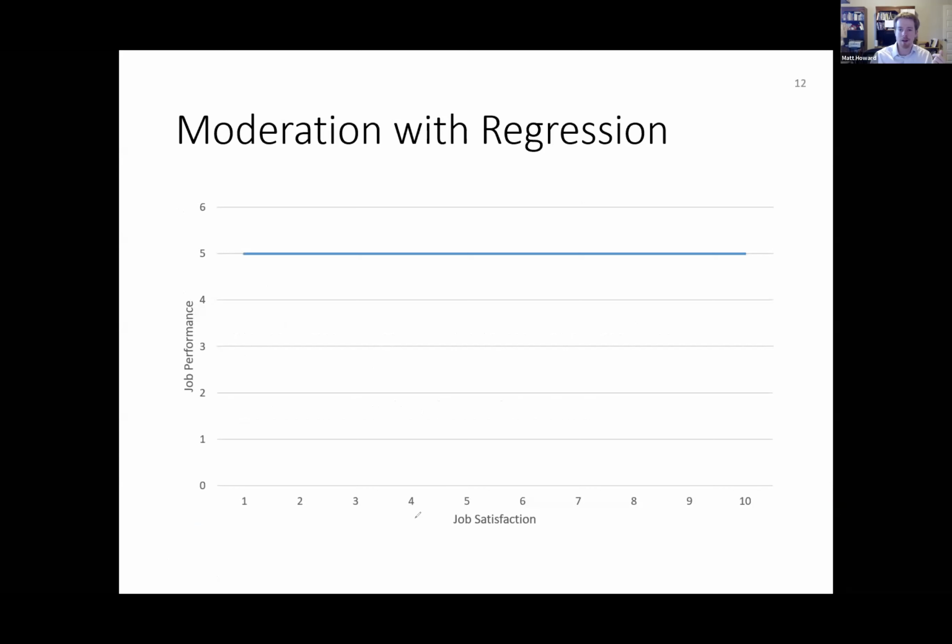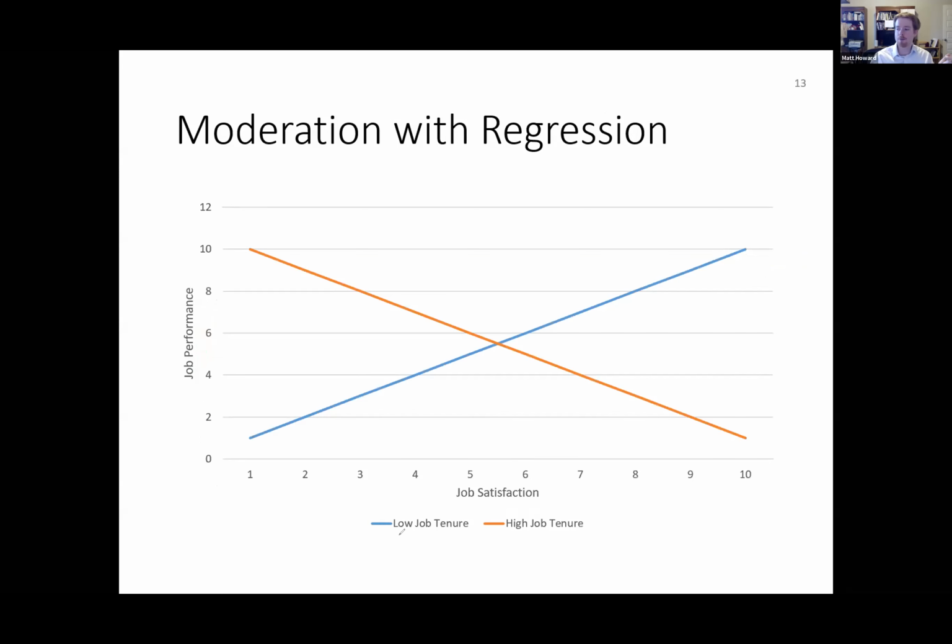In this example, we have the relationship between job satisfaction and job performance, a relationship we've talked about many times before, and it could appear on the surface that there's no relationship between those two. Then we have a flat regression line, that it doesn't matter what your job satisfaction is, your job performance is going to be the same no matter what. So it could appear that there's no relationship between those two variables. However, once we account for a third variable, such as job tenure, there might be a very strong relationship.